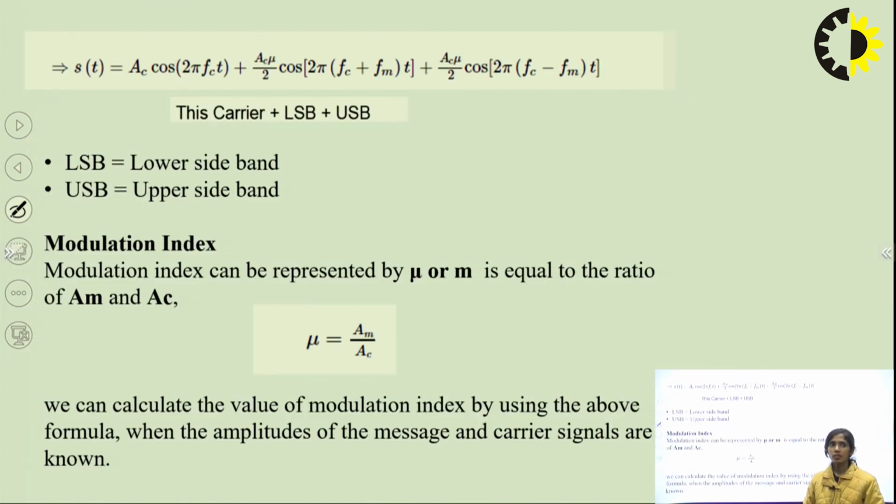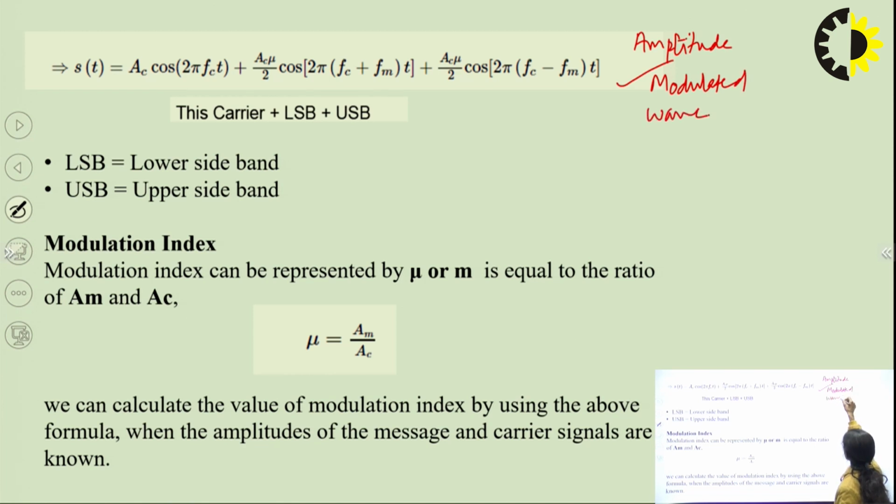Now next we'll get the final equation like this. So again, this is the modulated wave equation. This is called amplitude. This is called the amplitude modulated wave equation.